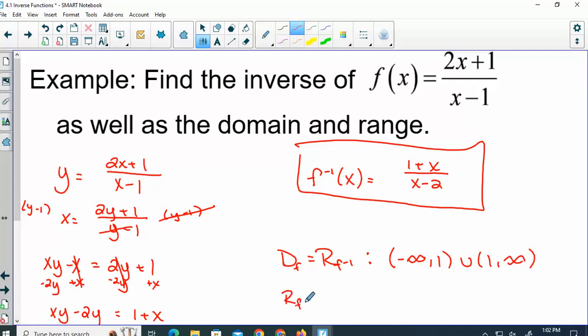Now, the range of the original function is harder to find, but I know that is the same as the domain of the inverse. So if you look at the inverse, what can x not be? 2. So that one would be negative infinity to 2, union 2 to infinity. Is that one okay?